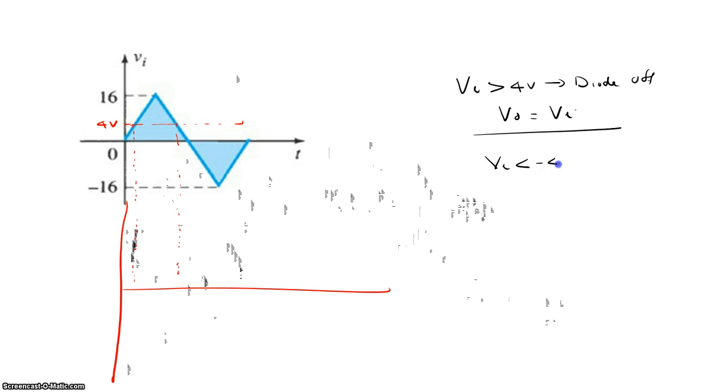Similarly, when V is less than 4 volt, your diode is on and your V output is equal to 4 volt. That we already derived in step 3 and step 4. So up to here, it is 4 volt. Above that, it is exactly the same as your input voltage. And below 4, it is again 4 volt. So this is going to be your output for the parallel clipper circuit for the given question.